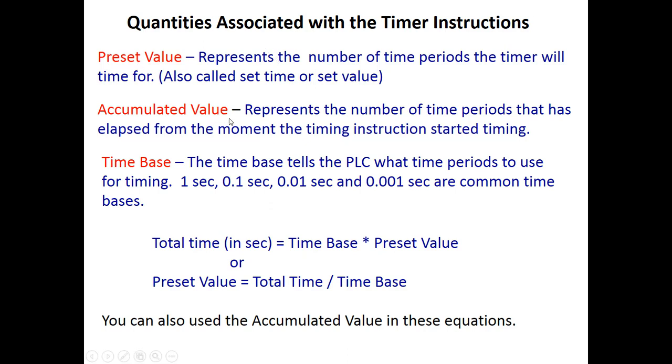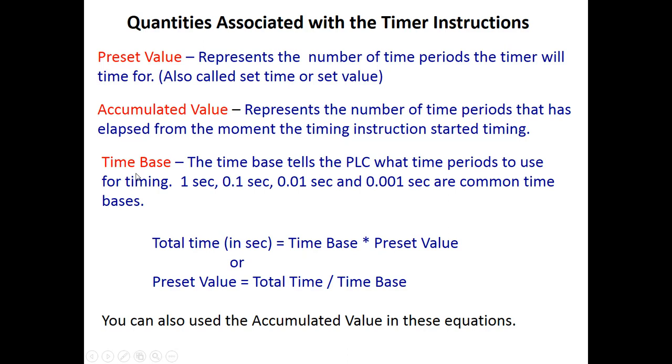The accumulated value is as it is timing up. So let's say we want a 5-second timer, and then we activate it. We can watch on the screen as it times 1, 2, 3, 4, 5. This is watching it accumulate.